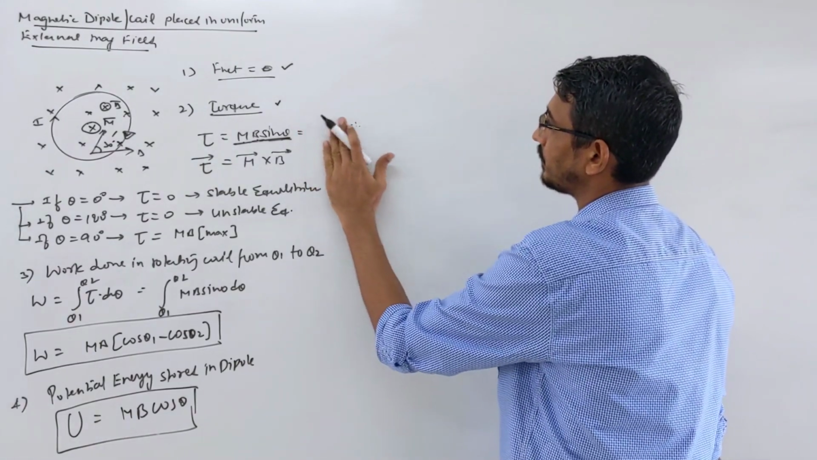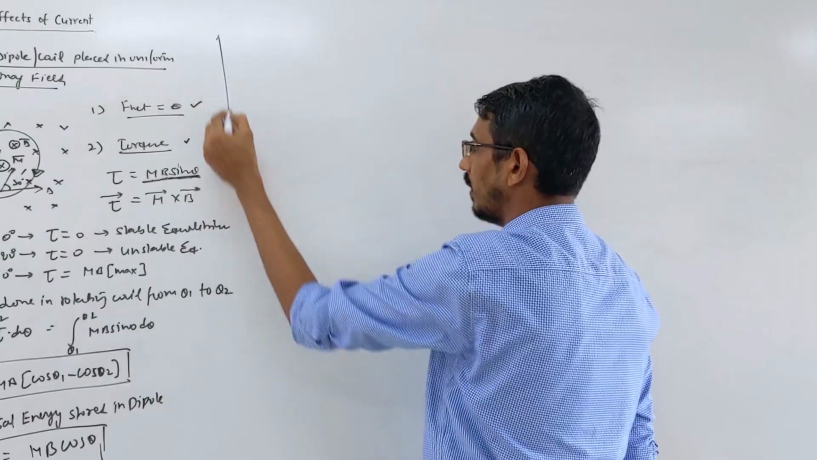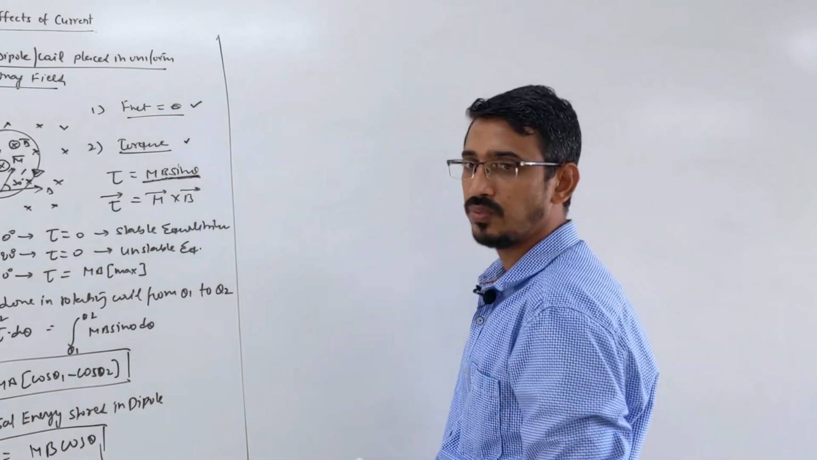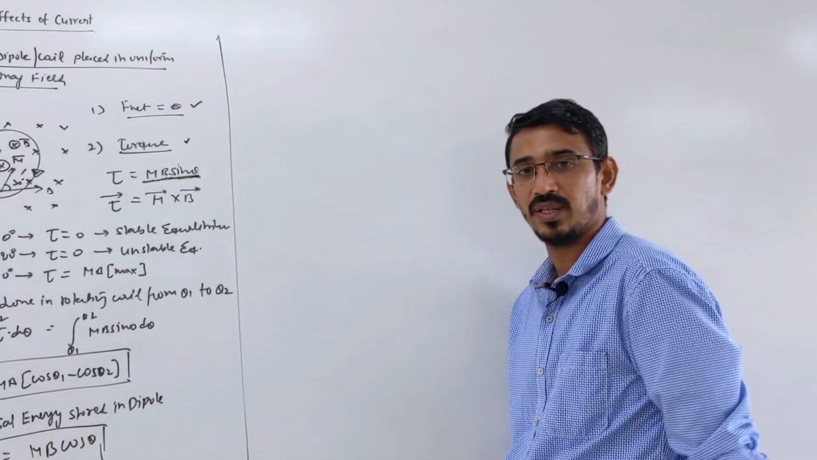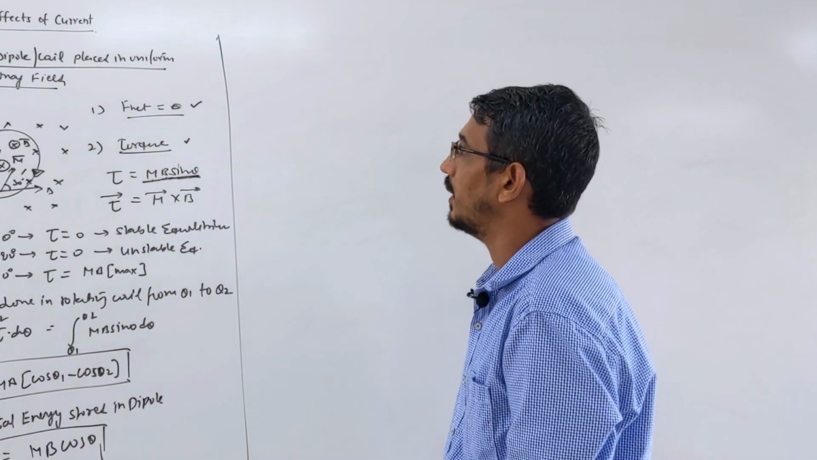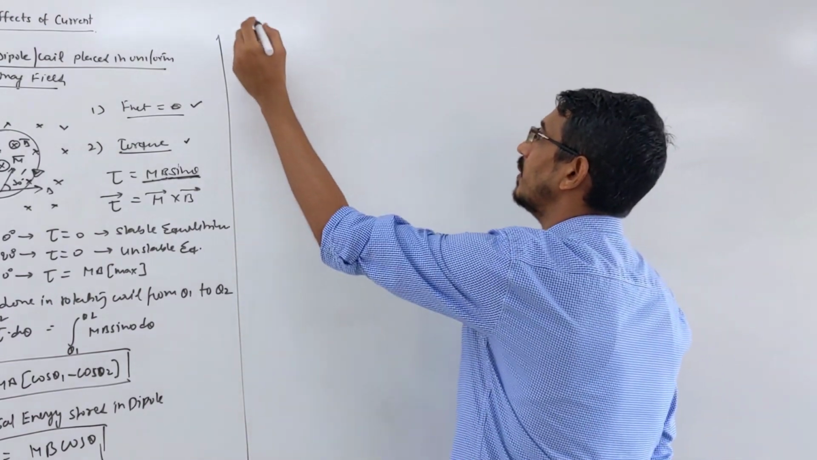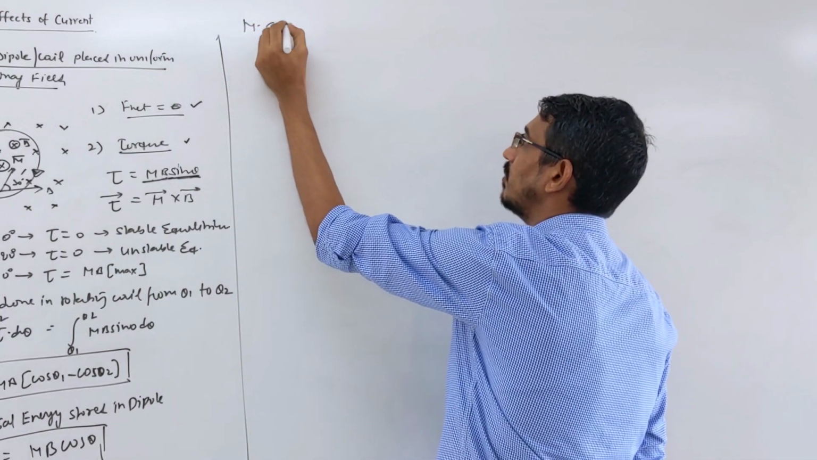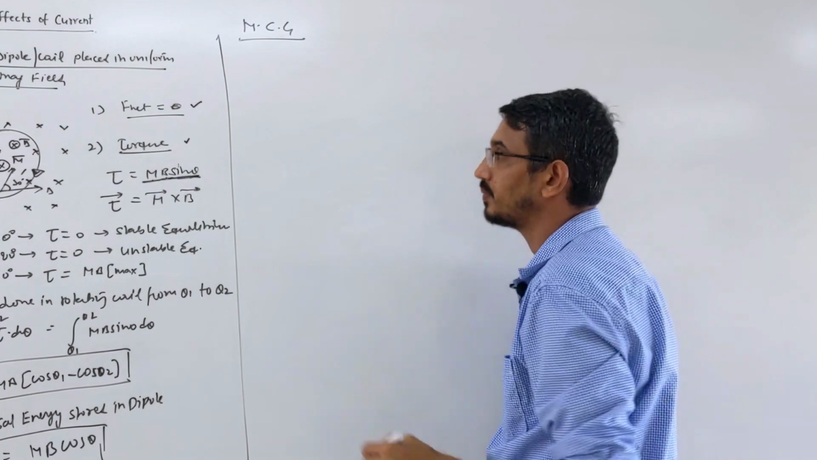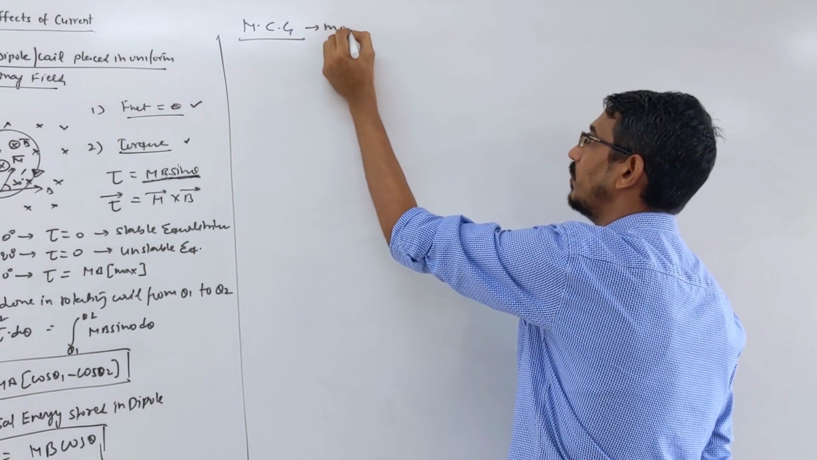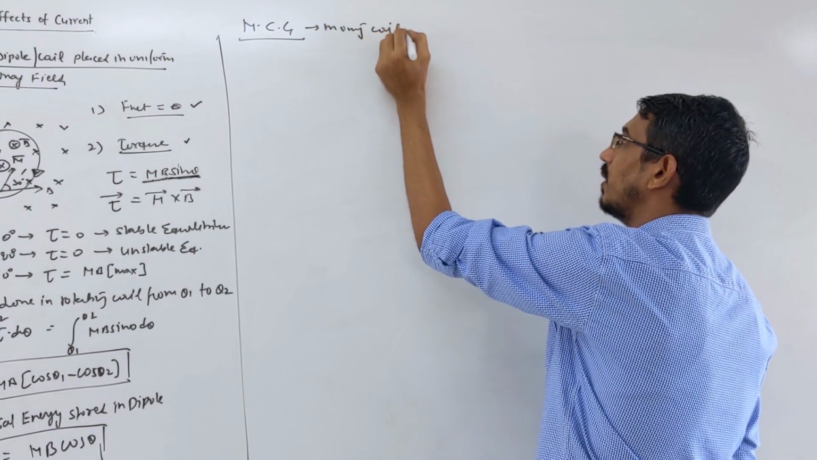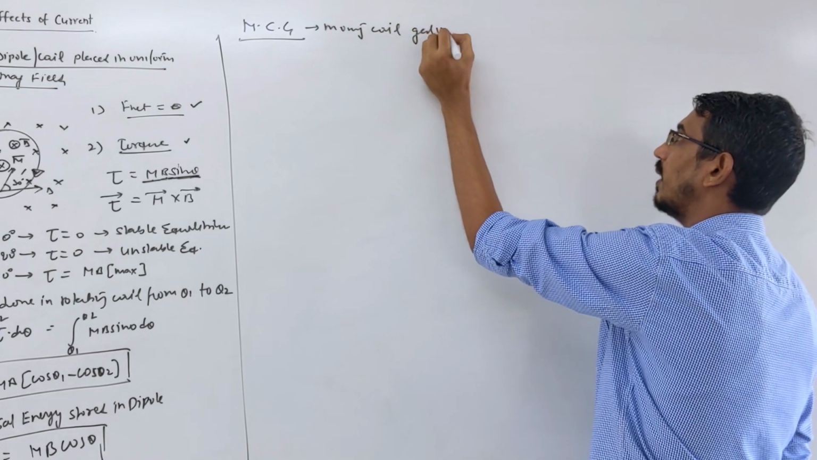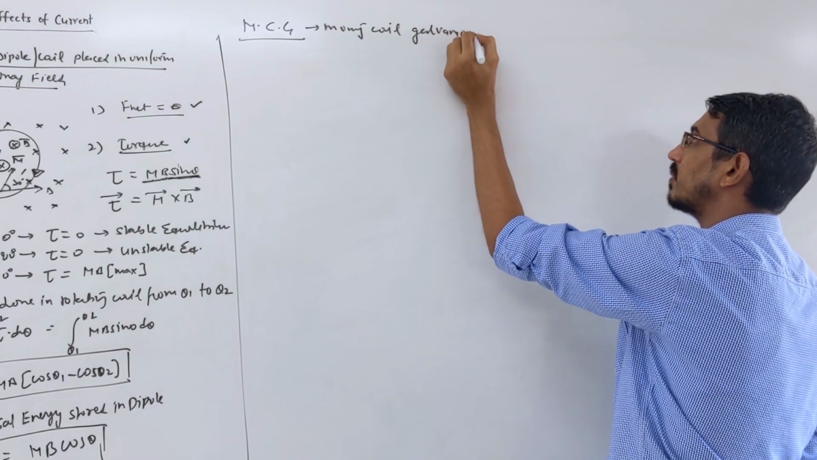I will do some numerical examples on this also. Before that, one small topic, the last topic we have from this chapter, that we do. Application: we have the MCG, the moving coil galvanometer. Let's write moving coil galvanometer.